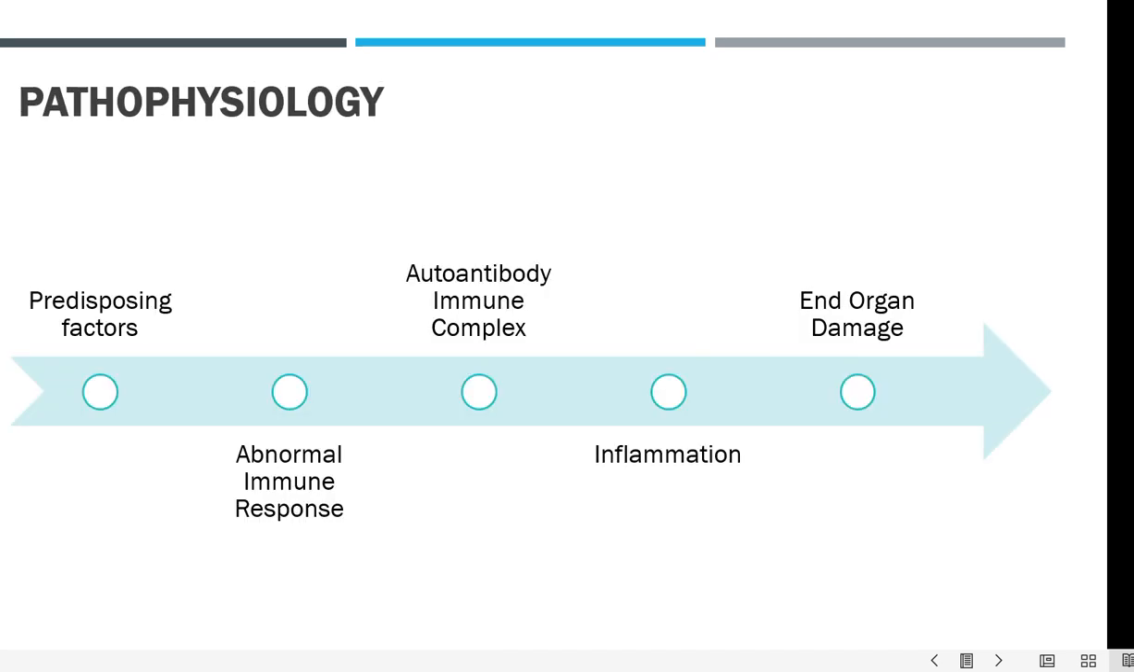So, kind of a brief overview of the pathophysiology. As we talked about, we have our predisposing factors that can lead to cell damage, then leading to our abnormal immune response. An abnormal immune response could be a loss of self-tolerance to one's own self-antigens. Our T and B lymphocyte activation and signaling is altered. An increased number of B cells and plasma cells produce autoantibodies.